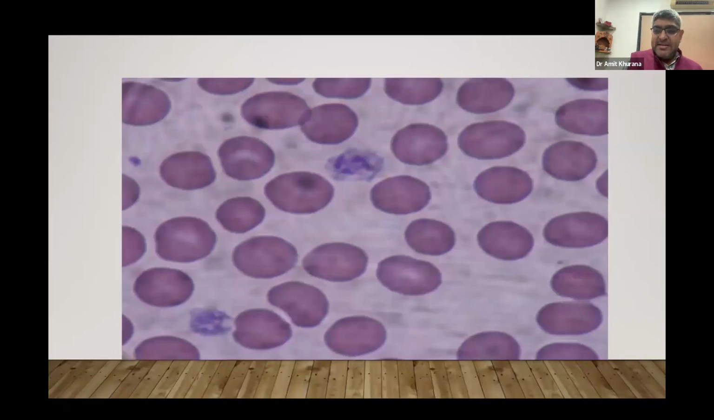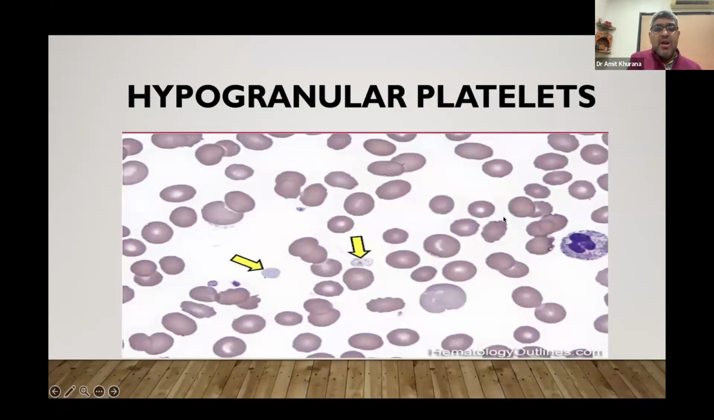Again, very important are these round megakaryocytes. Sometimes you may also get giant platelets in case of MDS. And very important, in the peripheral smear you may also get hypogranular platelets, which is again a feature of your myelodysplastic syndrome.